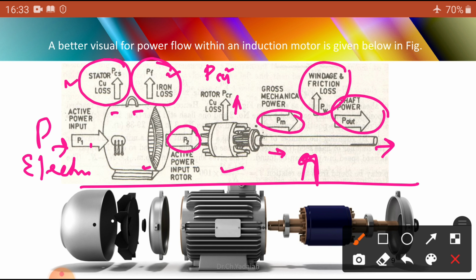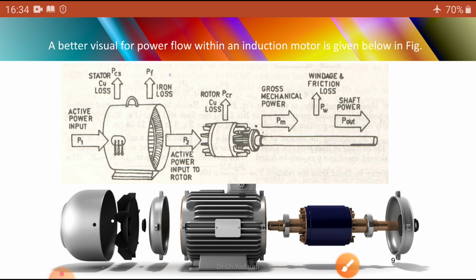Okay. These are the losses that take place in our induction motor. Let us convert all these values in terms of slip, in terms of P1, in terms of PM, in terms of P2, and at the same time we are going to find what the efficiency of the motor is, and what terms it depends upon. Okay, so very simple.